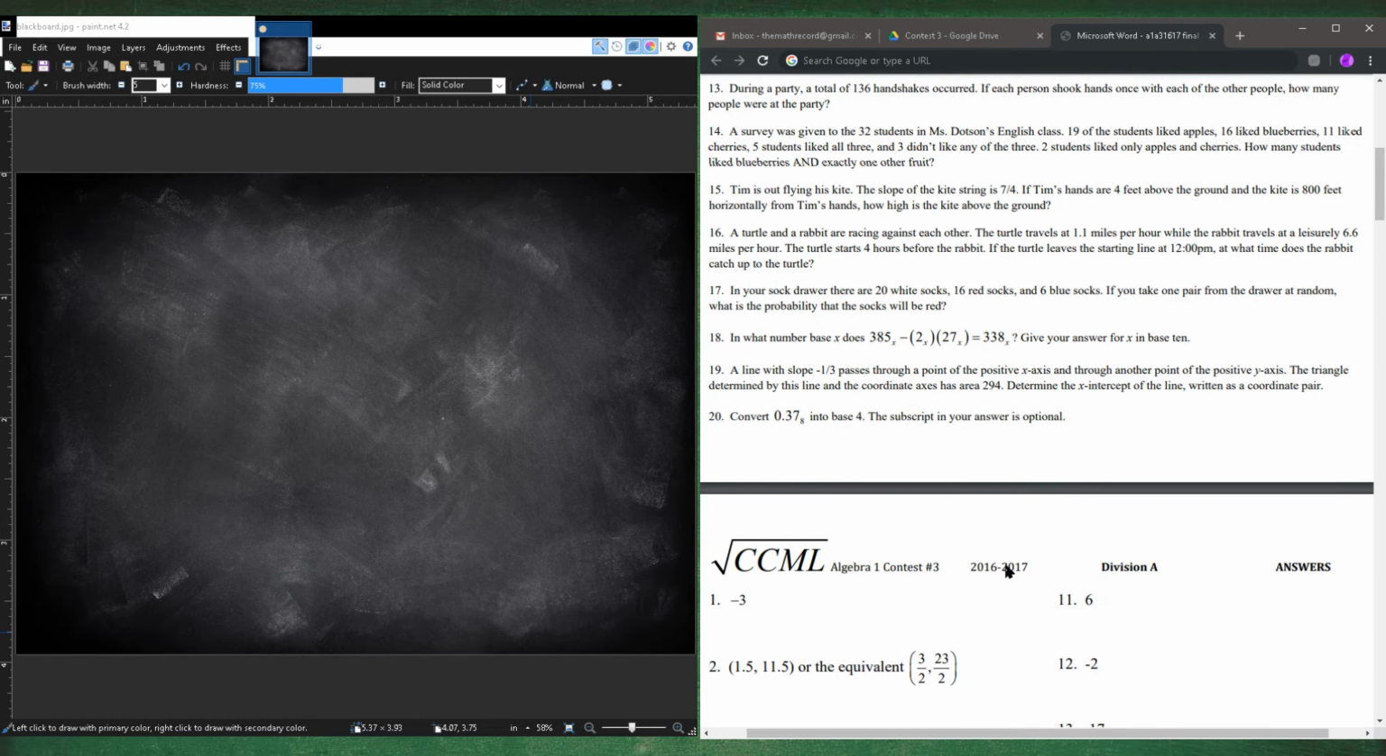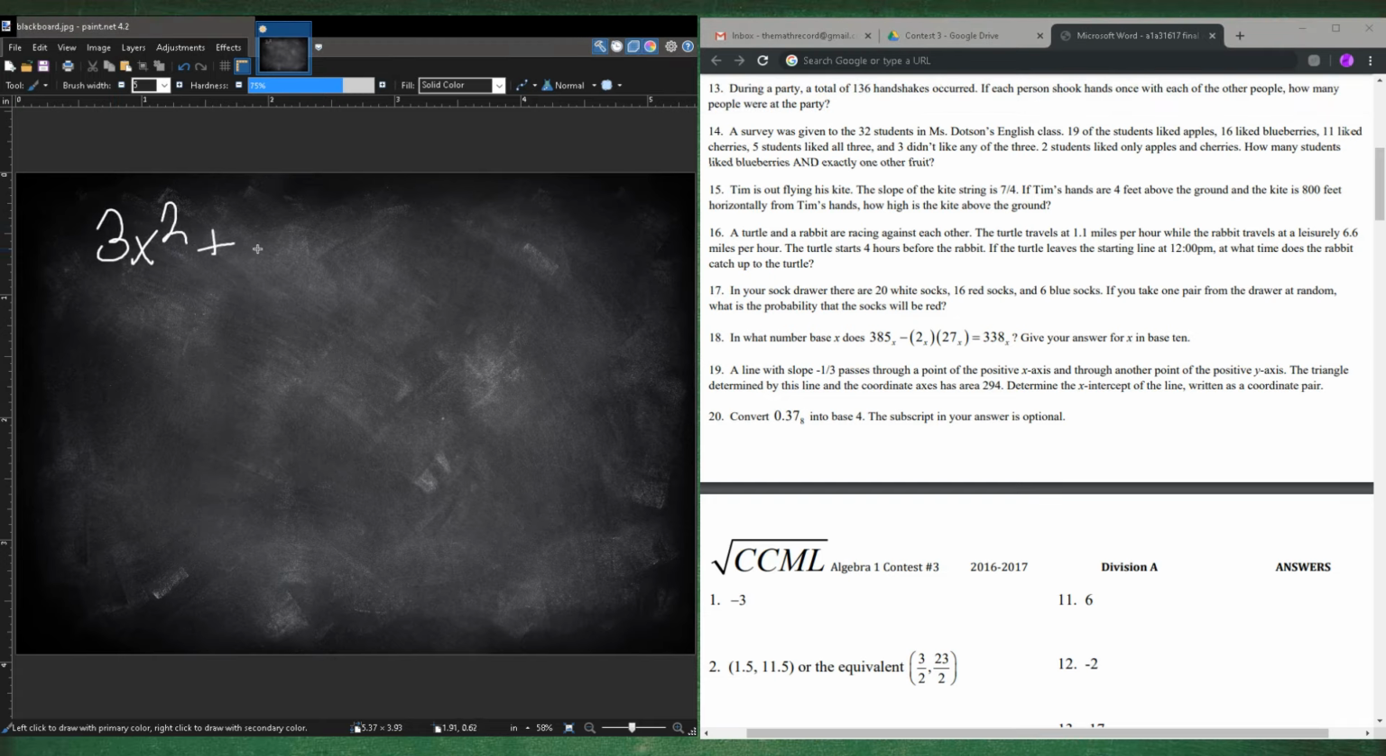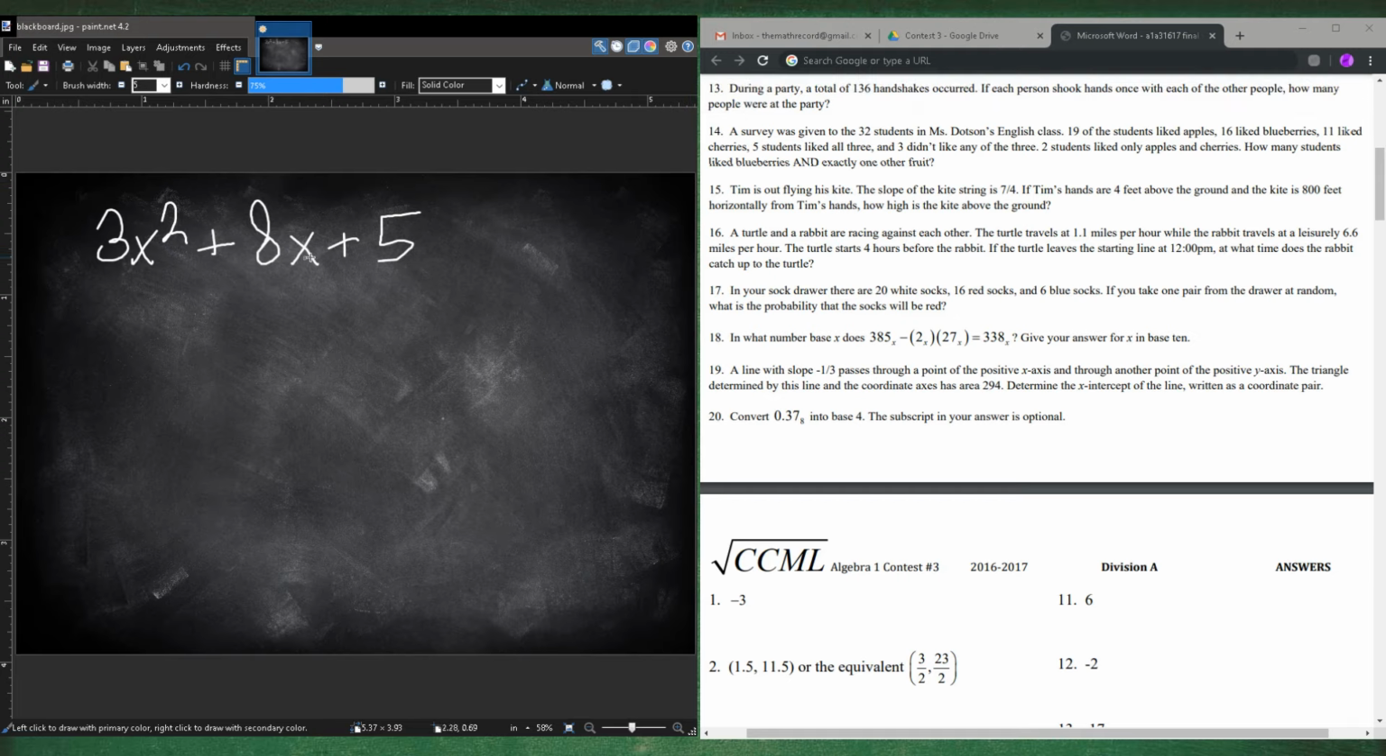In what number base does 355x minus 2x times 27x equal 388x? Okay, so we're just going to write everything in base 10 because right now it's in base x. So this number would be equal to 3x squared plus 8x plus 5. That's how to convert to base 10: you have the first digit multiplied by x to the 0, then the next multiplied by x to the power 1, and then the next by x to the power 2. So you see how that works. 385 is x to the power 2, x to 1, and x to 0.